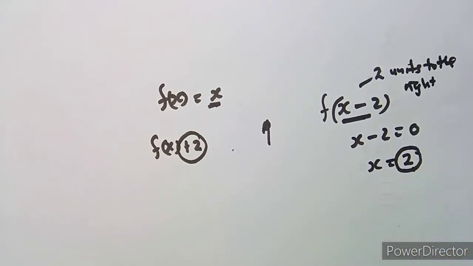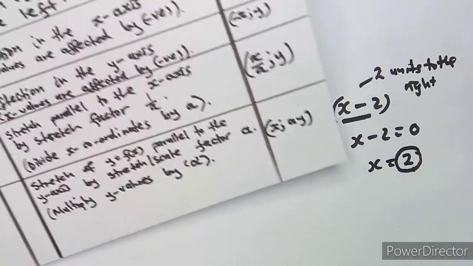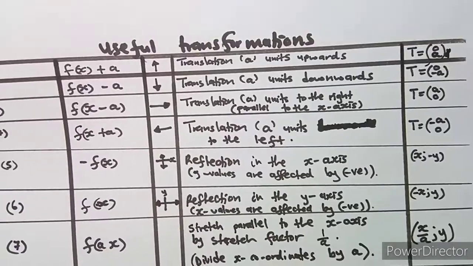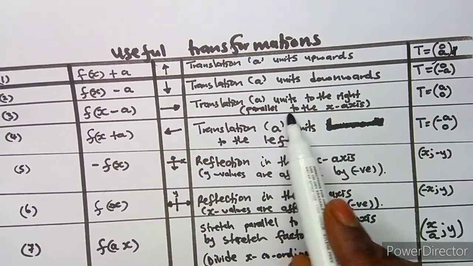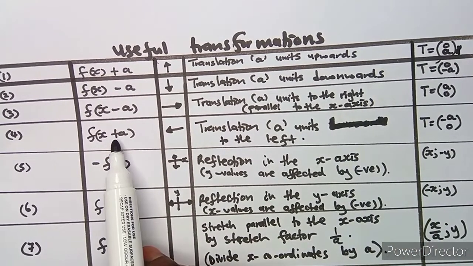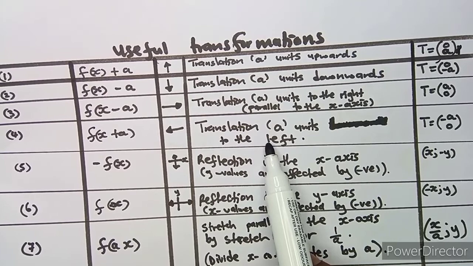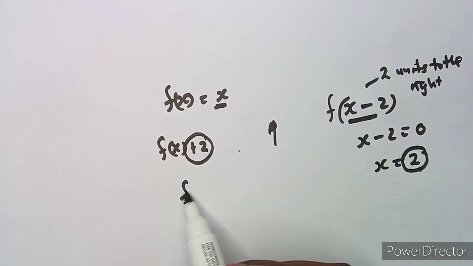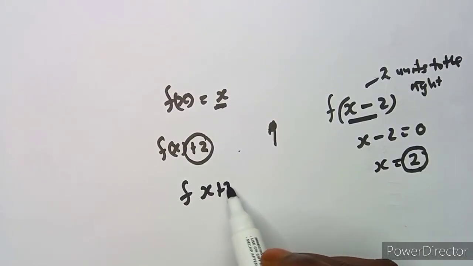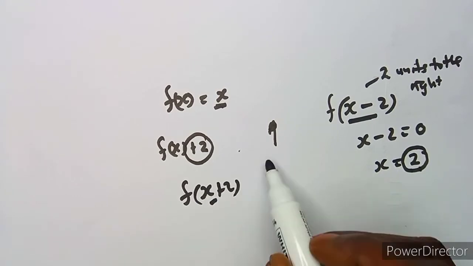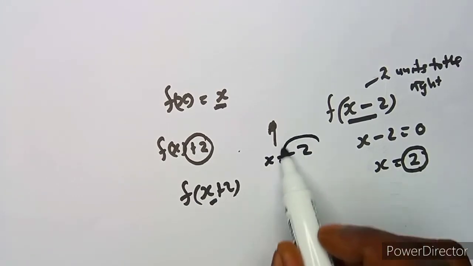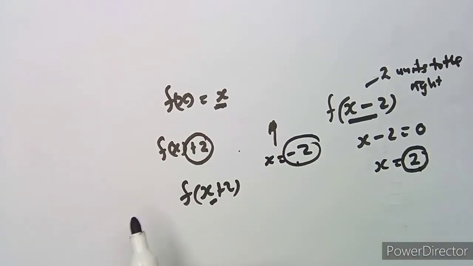Or 2 units parallel to the x-axis. That is, f of x minus a is parallel to the x-axis. If it is a plus, it is going to be a units to the left. Maybe you've got f of x plus 2. If you equate this to 0, x is going to be minus 2, which means that's 2 units to the left.